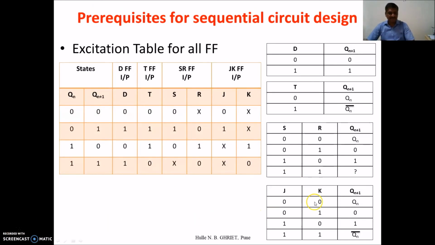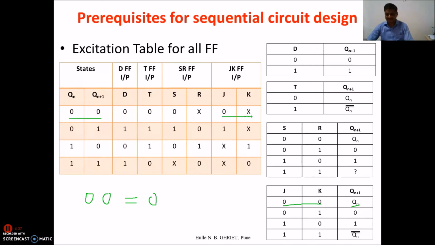Here in this particular case, for 0 0, the next state is Qn. If the previous state is 0 and we want the next state to be 0, it is possible by applying the 0 0 input, because for 0 0 input there is no change in the state. Present state is 0, next state will be 0. In this case, with 0 0 input, the previous state is maintained, and in our case it will be 0.